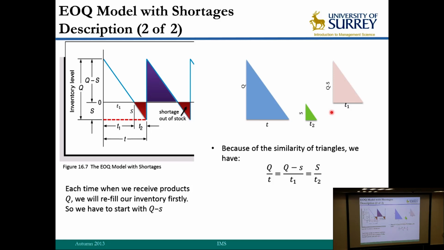So if we have this, we can pretty easily find out, from this, we can interchange Q and T1. So we should have T1 divided by T, that's basically equal to Q minus S divided by Q. So this is the same ratio. And also, if we have Q divided by T and S divided by T2, we can have these ratios. So this is pretty important for the future work.